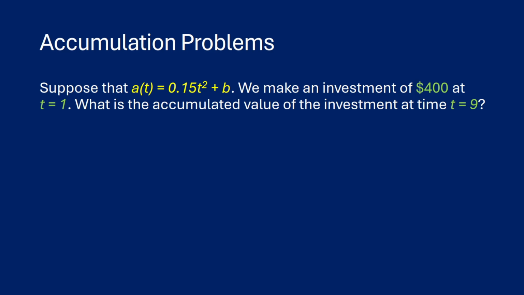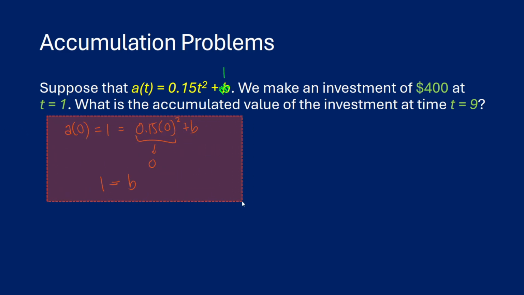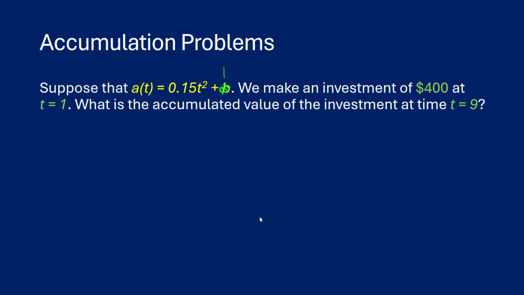So we should probably figure out what b is first. Now, what we know for any accumulation function is that the accumulation at time 0 should be equal to 1. So if we put in 0 for t in our formula, we're going to get 0.15 times 0 squared plus b. This right here is just going to go to 0, which will end up telling us that b is equal to 1. So our formula is really going to be a of t is equal to 0.15 t squared plus 1. So now that we have that information out of the way, let's clear up some space.